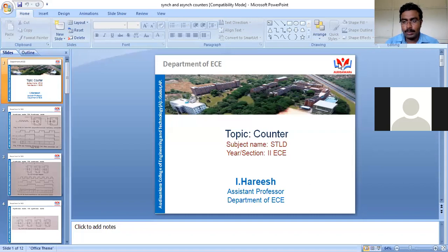We are going to start the topic called counter. In today's session, we are going to discuss in detail the different types of counters we have. This counter is actually a sequential circuit which counts the number of clock pulses applied to it. A counter can be either a synchronous sequential circuit or an asynchronous sequential circuit, so we have two types of counters: asynchronous counters and synchronous counters.